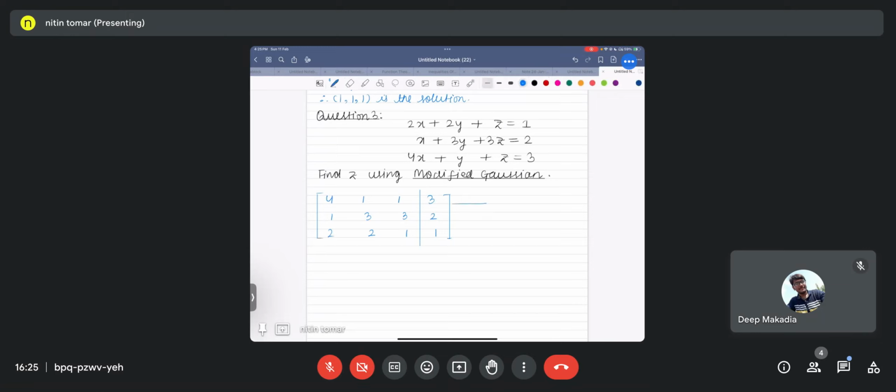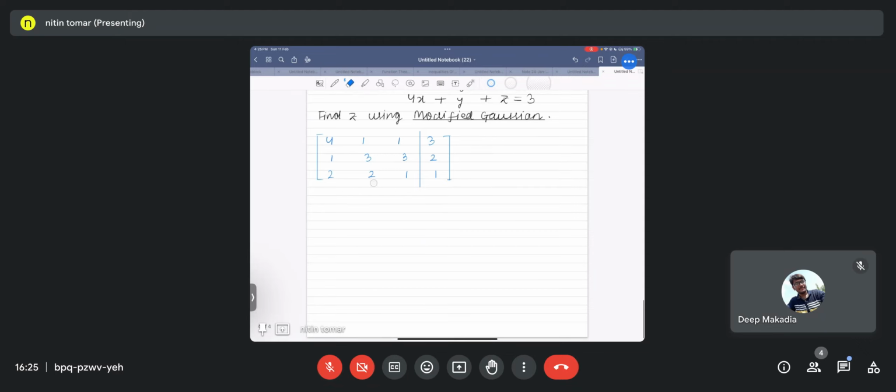Now, what row operation did you perform? Okay, let me just do it this way. R2 goes to R2 minus 1 by 4 R1 and R3 goes to R3 minus half R1. Am I correct? Yes, sir.